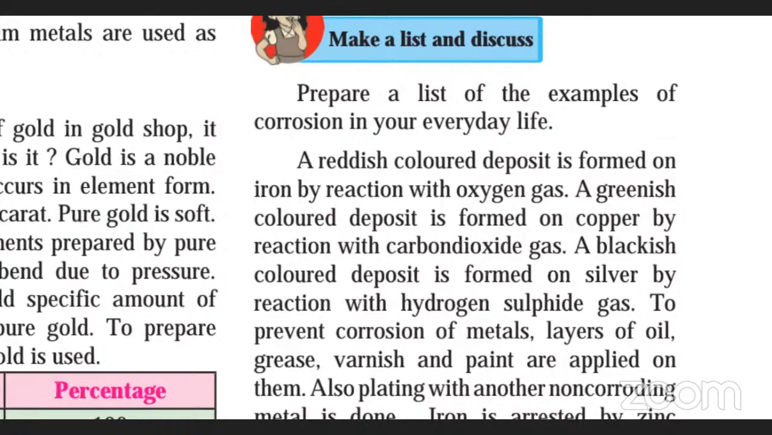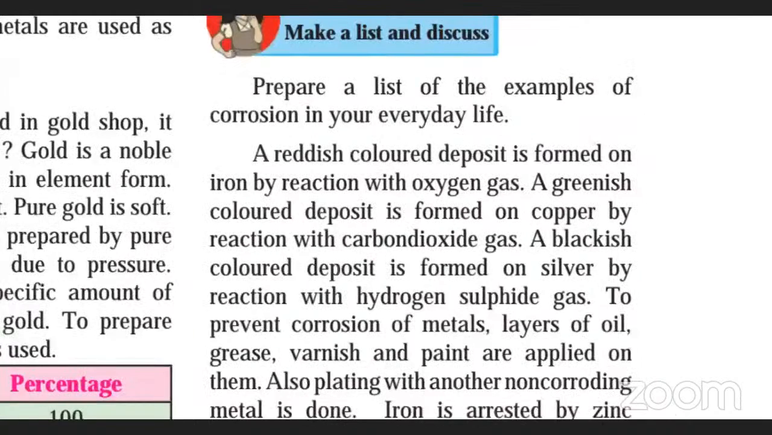Then when copper reacts with carbon dioxide, it forms copper carbonate. This means different metals are undergoing corrosion in different ways. Iron is getting corroded by oxygen gas. Copper is getting corroded by carbon dioxide gas. Silver is getting corroded by hydrogen sulfide gas. Again, this hydrogen sulfide gas is available in the atmosphere.